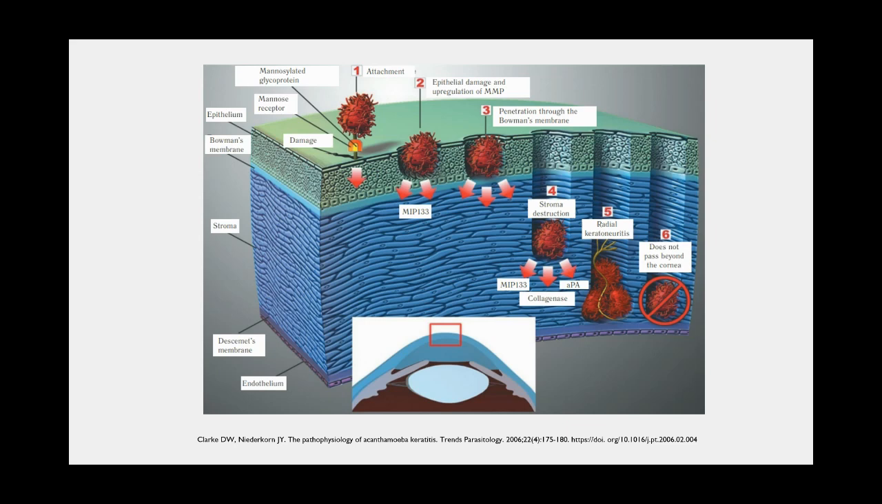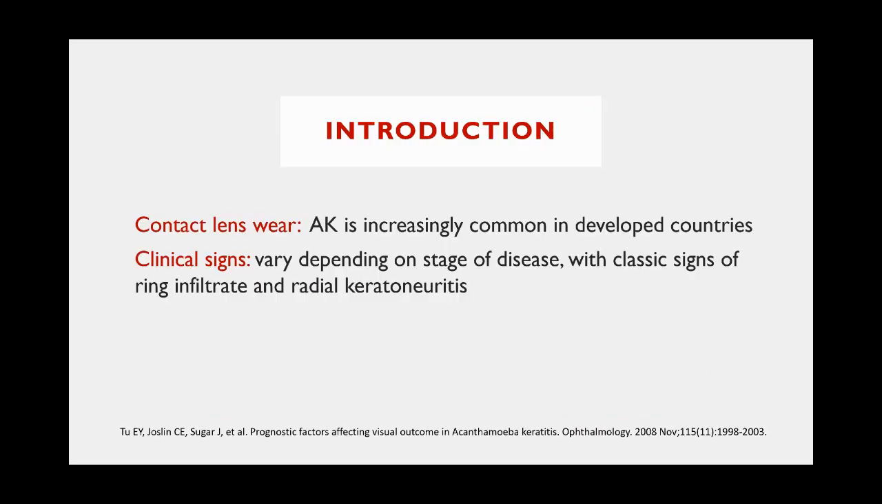The ability of Acanthamoeba to attach to biological and inert surfaces with the help of Acanthopodia contributes to its presence on biofilms from decay products of bacteria found on many moist surfaces, such as contact lenses. Thus, it is not surprising that previous literature indicates that contact lens wear is the primary reason for the increased prevalence of Acanthamoeba keratitis in developed countries, like the United States. Clinical signs vary depending on stage of disease, but previous literature cites ring infiltrate and radial keratoneuritis as classic signs of Acanthamoeba keratitis.